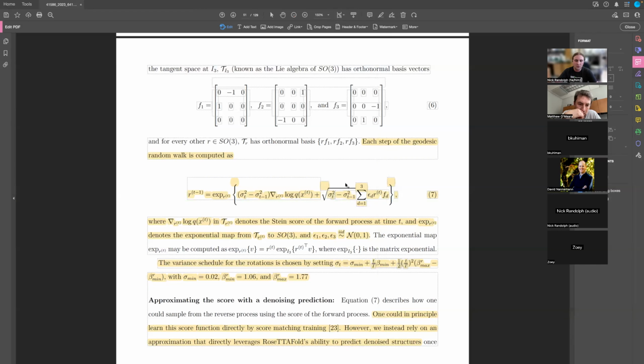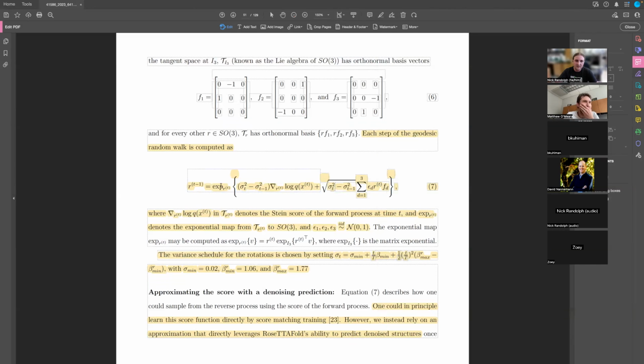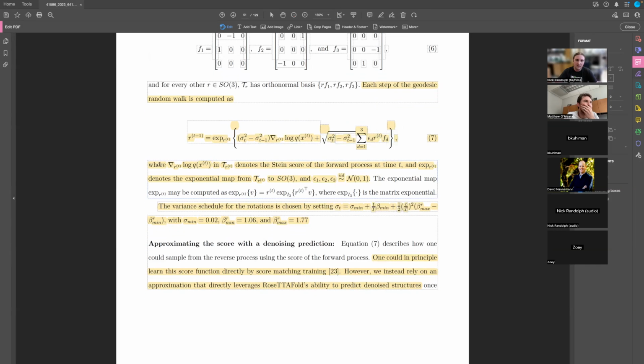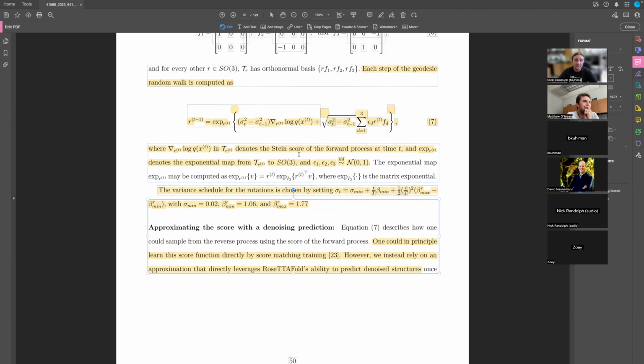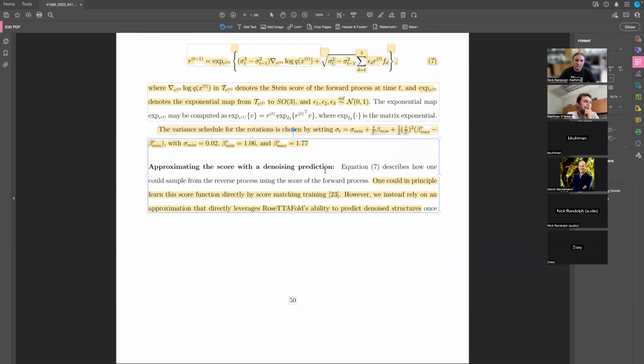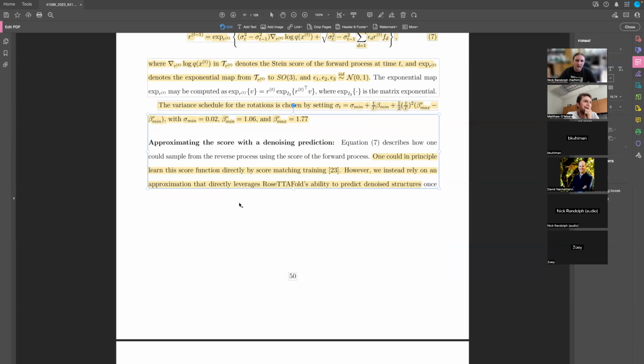So this is the Brownian motion portion of it. And we do this exponential map to get back to the rotation. So yeah, this is the Stein score, the score matching portion of score matching. And then we have an exponential map from the tangent space, that piece of cardboard, back to the ball. And yeah, this is how we define the forward and reverse trajectory for rotations. This uses a different schedule. It uses a quadratic schedule rather than just a linear one. But once again, that's just a hyperparameter.